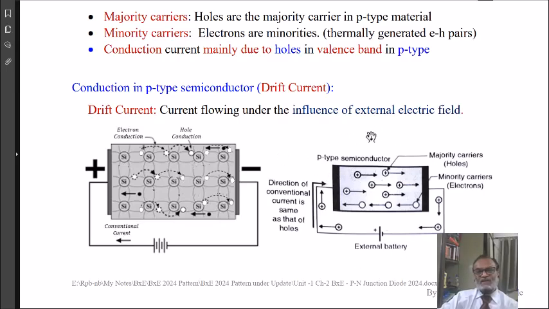In this simplified figure, again we have only shown the free particles. So you will see in P type of semiconductor, the major number of particles are holes, and fewer particles are electrons. So holes are in majority and electrons in minority. And therefore, we are approximately saying that the current flowing through P type of semiconductor is because of holes, because electrons are in minority.